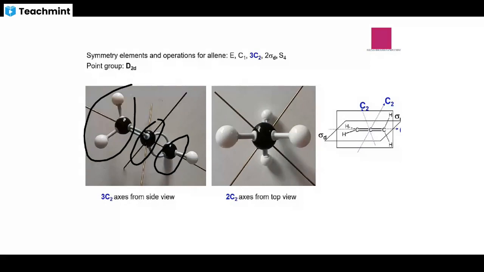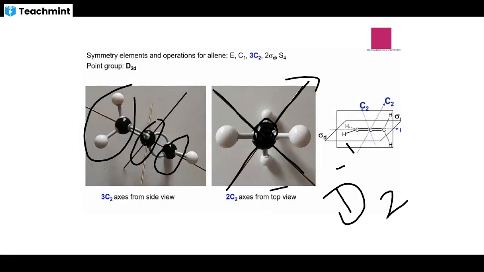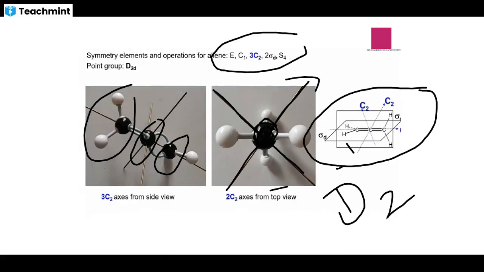You see the two C2s perpendicular to it. If you insert the axis perpendicular to this plane, you get a C2 and two perpendicular C2, which means it belongs to the D2 group. Then there are two mirror planes cutting the two C2 axes. These are the two mirror planes, sigma d, sigma d. So it contains E, C2, 2 C2', 2 sigma d and S4, so it belongs to the D2d group.